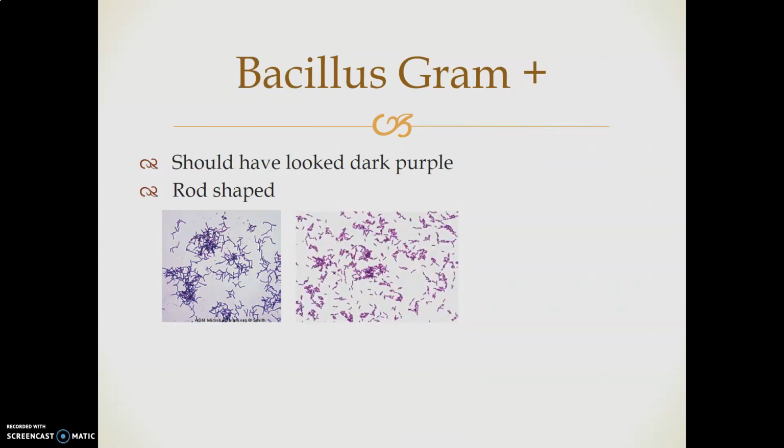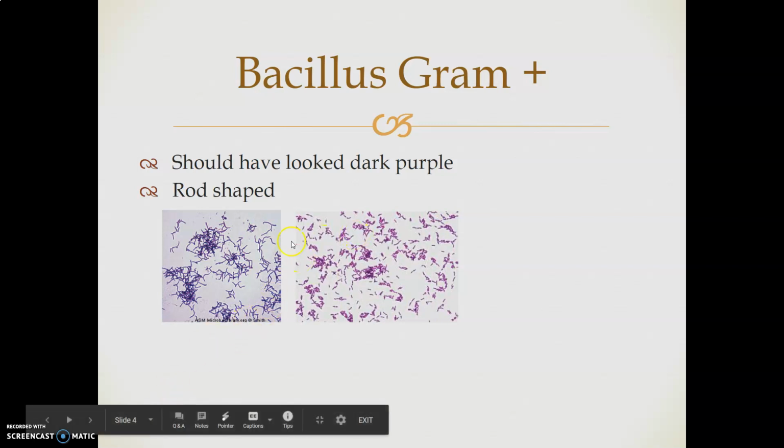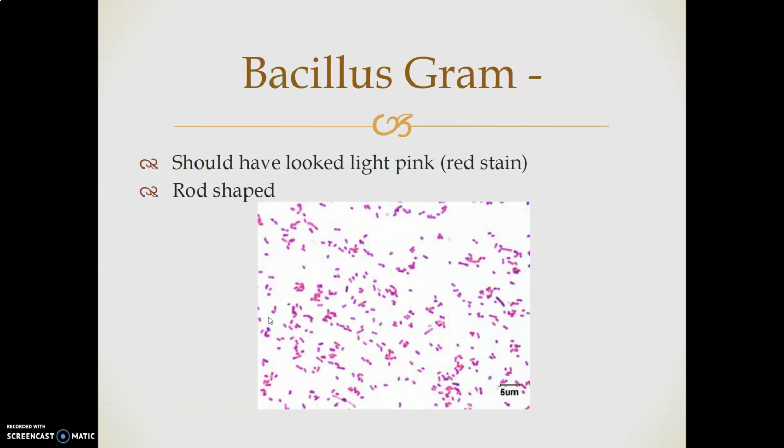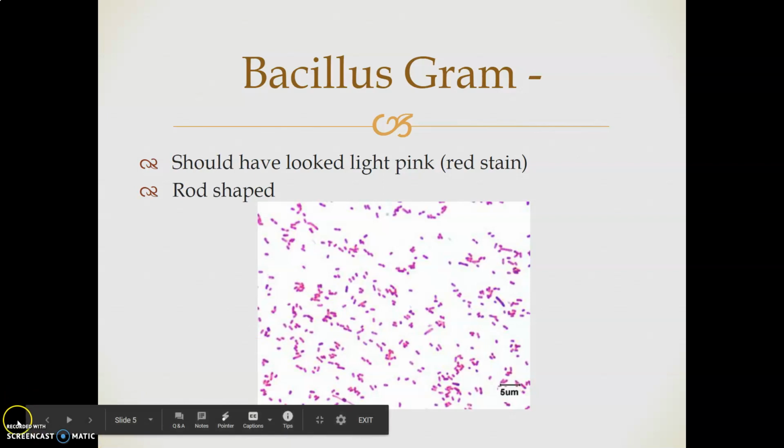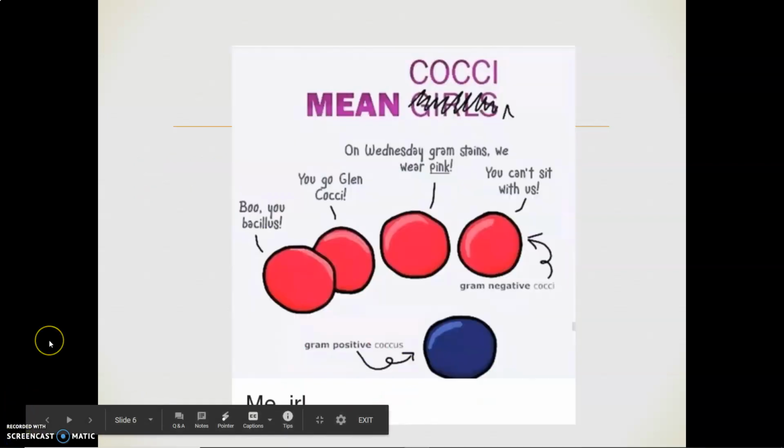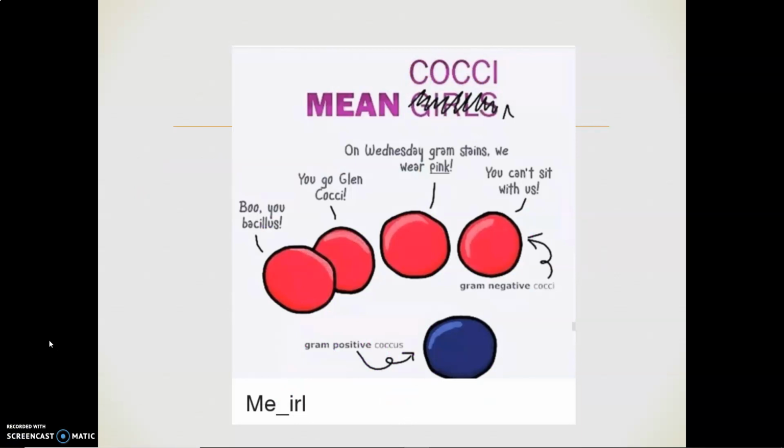Bacillus bacteria can be both gram positive or gram negative. If it's gram positive, you should see a dark purple color, like on the left there, and it's going to be rod shaped. If it's gram negative, it's going to be light pink. And a quick question: which is more dangerous to us humans, gram positive or gram negative? Going once, going twice. The gram negative is more dangerous. We do not want gram negative bacteria. Most gram positive bacteria are not going to be deadly or infectious to you.